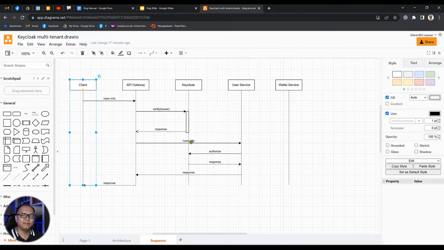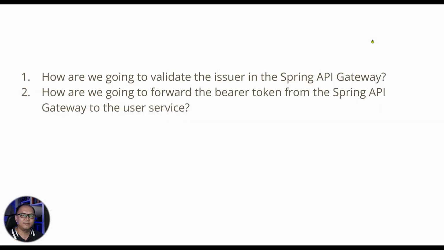The user service will check whether the currently logged user sending the request is authorized to actually perform or call the API from the Keycloak server. The Keycloak server will respond with authorized, and only then will it return with a response to our API gateway and eventually to the client. There are two technical questions that we need to answer. 1. How are we going to validate the issuer in the Spring API gateway? And 2. How are we going to forward the bearer token from the Spring API gateway to the user service?